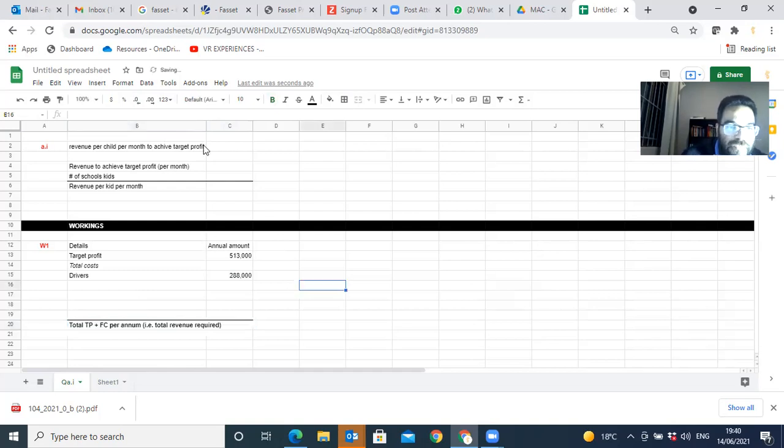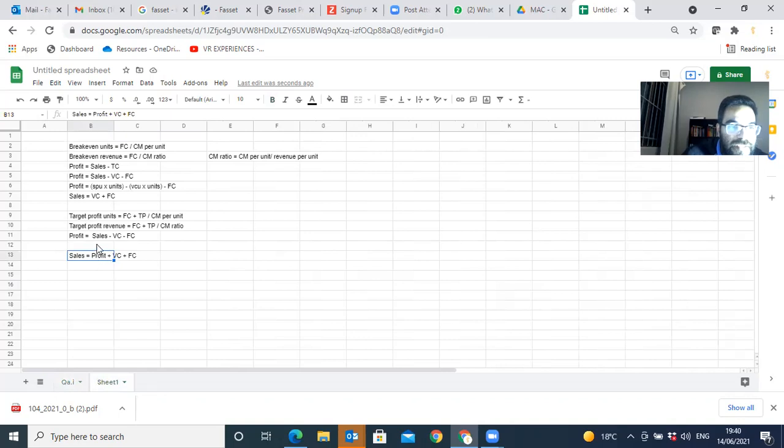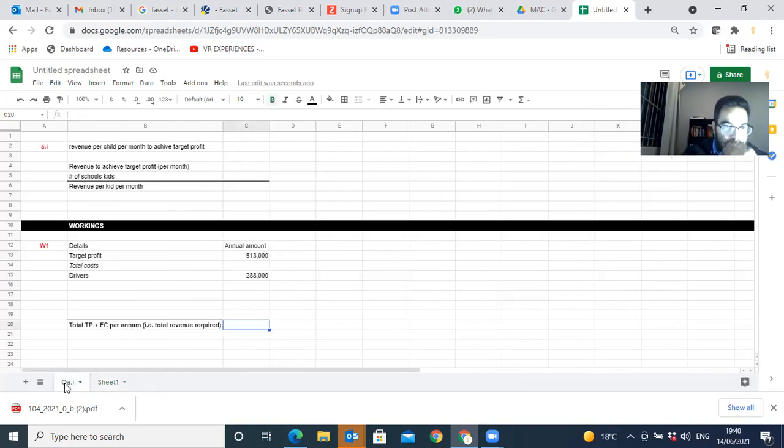Just take note, whatever answer we're going to get over here represents the following, represents this over here. Whatever answer we're going to get is target profit plus variable cost plus fixed cost, target profit plus total cost. That is equal to the sales, and that's what we are trying to achieve. So just be aware of that. So now we have drivers. Let's have a look at the other costs as well.